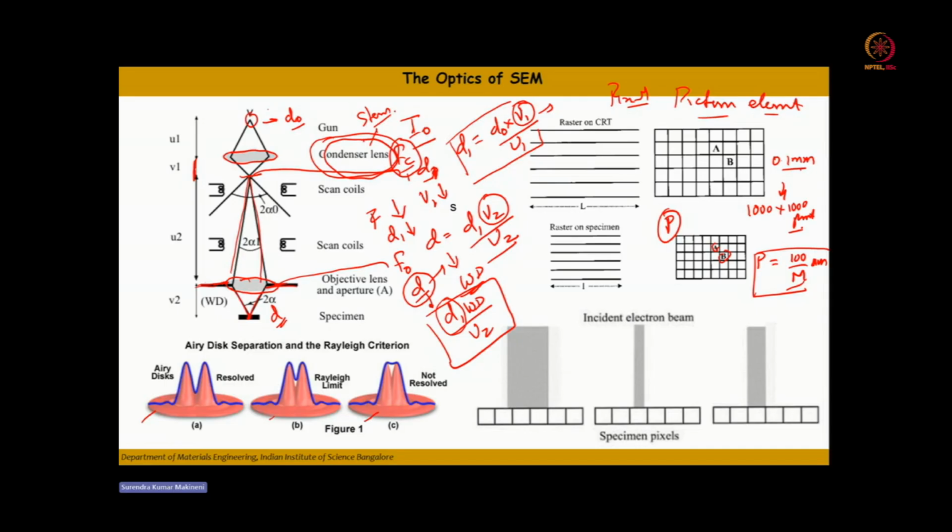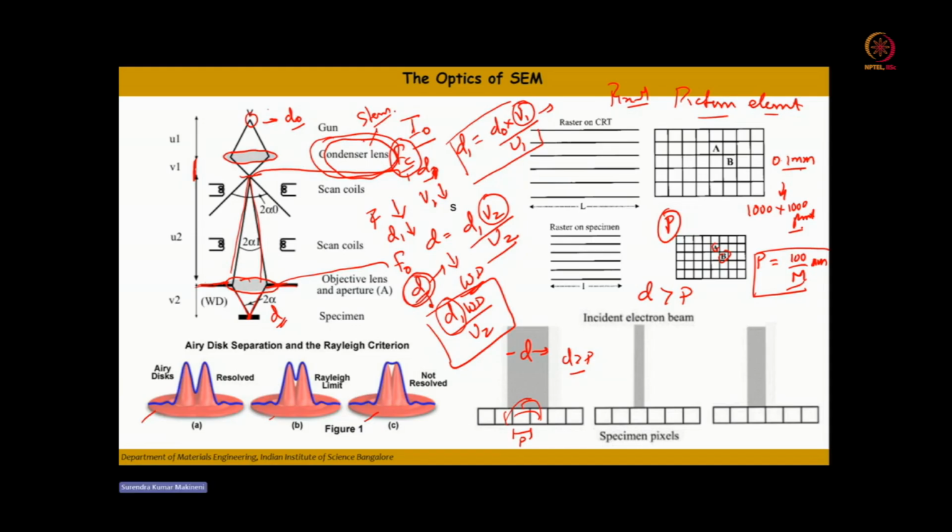Okay, so if your probe dia D, which is the final probe dia on the sample, is greater than P, for example, here this is the D and each pixel size is P. Here the D is greater than P. What will happen? The signal from the adjacent pixels will also contribute to it, due to which your resolution will degrade.